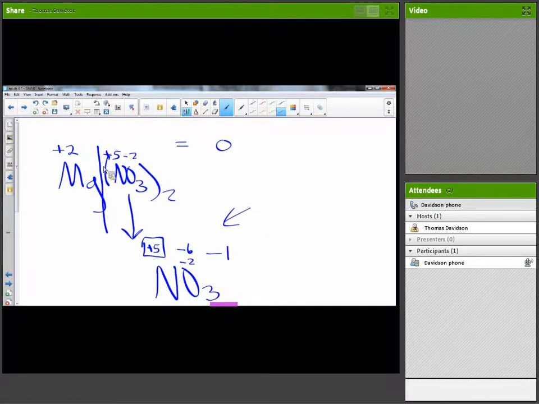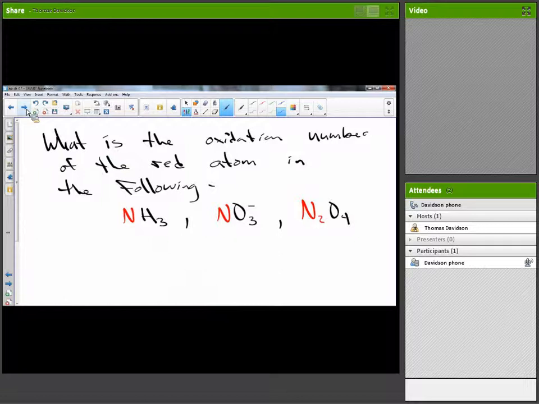Okay, let's do this slide then. What is the oxidation number of the red atom in each of the following? So it's nitrogen in all of them. What is its oxidation number? Okay, try all 3 of these.